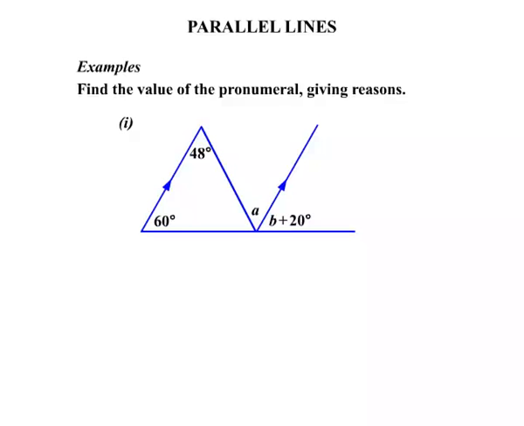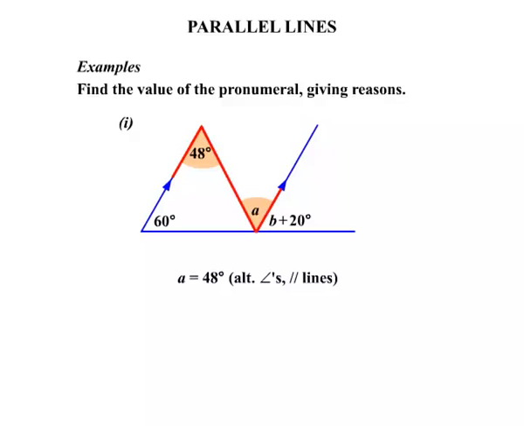Let's do some examples now. We need to find the value of the pronumeral giving reasons. In our first example here we can see we need to find both A and B. Well, let's consider A firstly. We can see it's standing on the parallel line there. That 48 degrees is also standing on the parallel line, and if we trace the angles out, well, we have the Z angles. We have the alternate angles. So A equals 48 degrees as well, but we must give reasons, okay? The reason is alternate angles, parallel lines, okay? The alternate angles are standing on parallel lines.